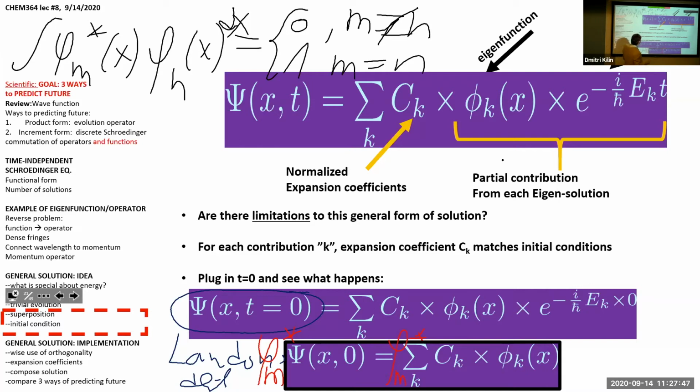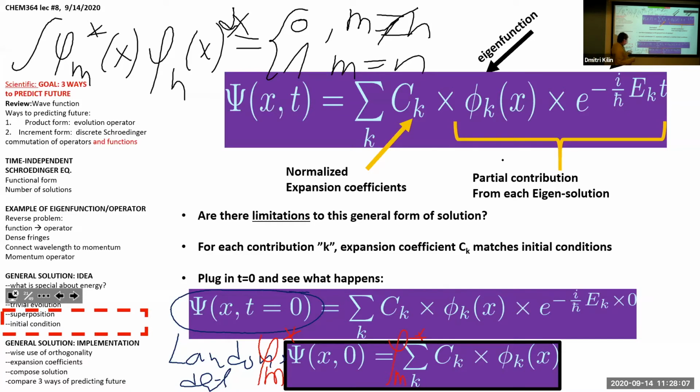So here is what we are practicing. We are practicing this partial solution by selecting C sub k, eigenfunctions, eigenvalues, and expansion coefficients, which we will know. And our wave functions are orthogonal.